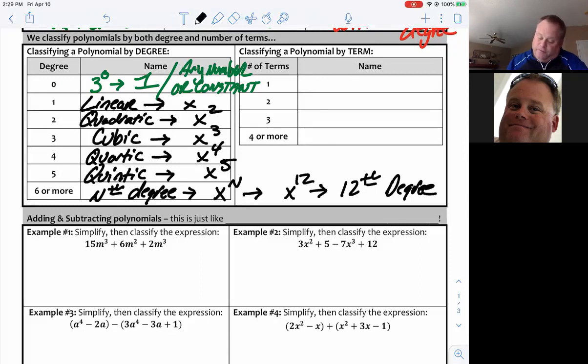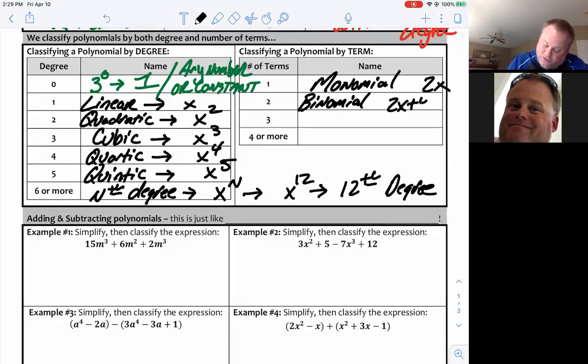Classifying a polynomial by term. One term, we already know this, is called a monomial. 2 terms is called a binomial. So a monomial is just like 2x. A binomial, 2 terms, 2x plus 4. That's a binomial: 1 term with a plus or minus in between and another term.